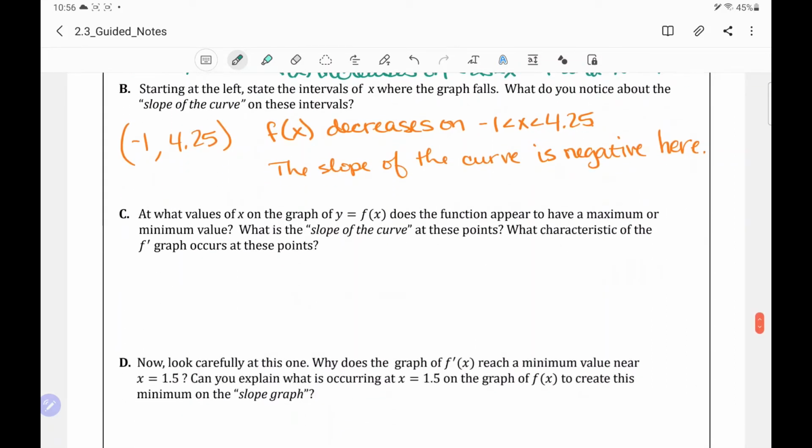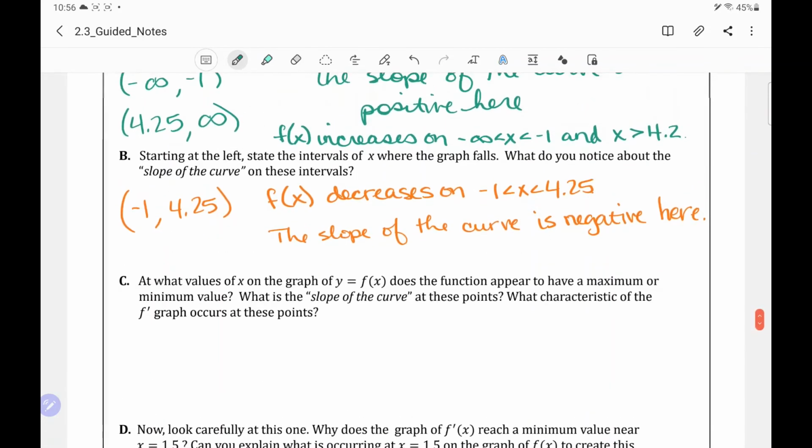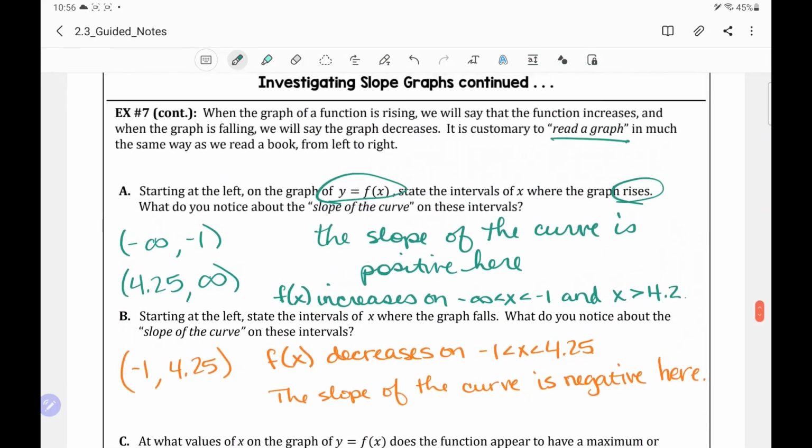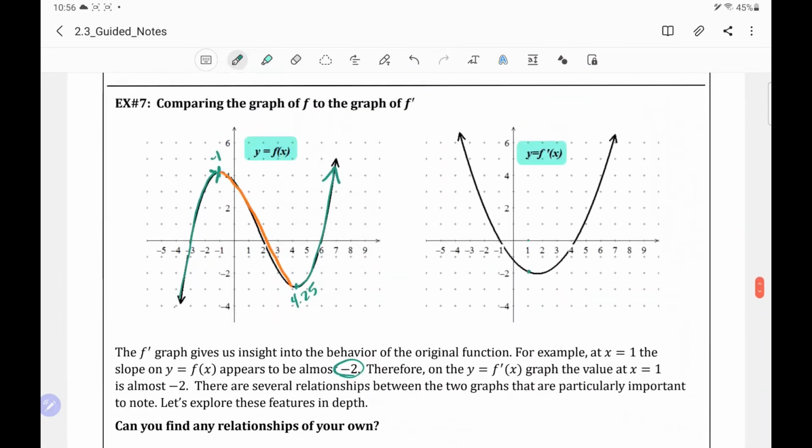At what values of x on the graph of y equals f of x does the function appear to have a maximum or minimum value? Let's go back and look at it. We're looking for maximums, minimums, and then it says what is the slope of the curve at these points? What characteristic of the f prime graph occurs at these points? Well, that's a lot to look at. First, we're looking for maximums and minimums. Changing my color again, we can see that there is a maximum here and a minimum here.